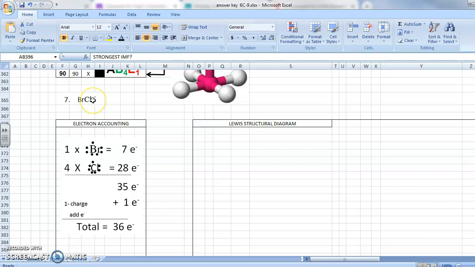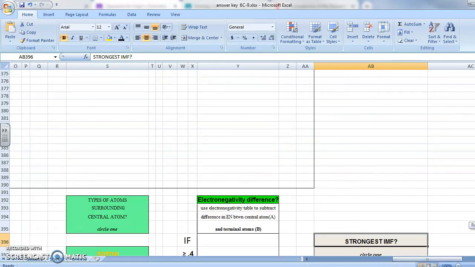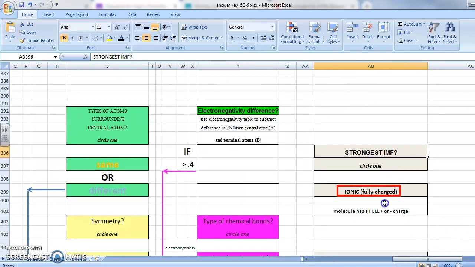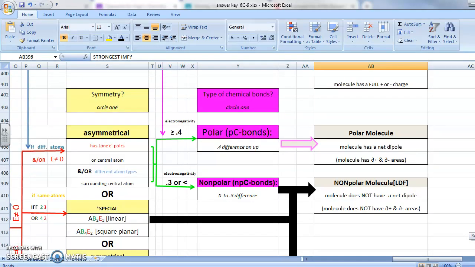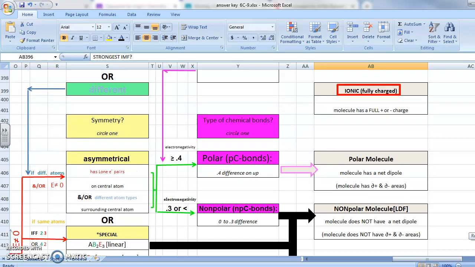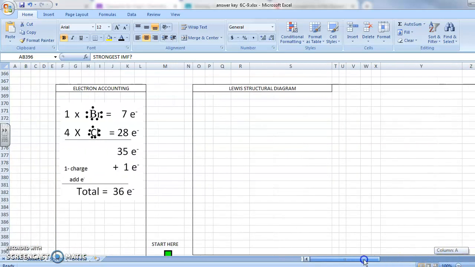Well, I can see right here this is charged. This is an anion. So we could actually come straight over here without even doing any of these things and circle that the strongest intermolecular attraction this has is ionic. It is fully charged. That is stronger than dipole attractions and London dispersion force attractions, nonpolar molecules. But nonetheless, we're going to want to find the shape of this molecule.